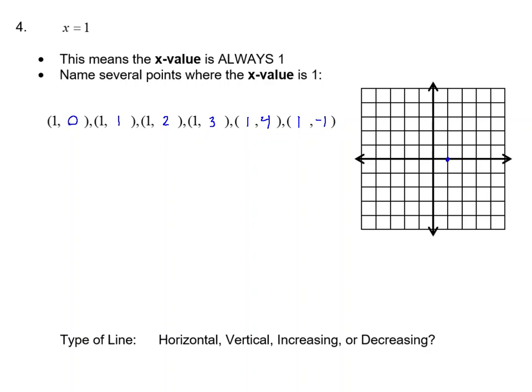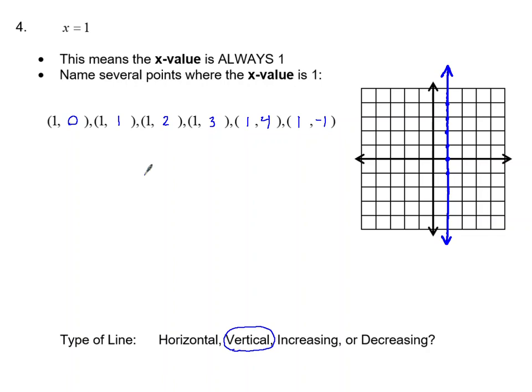1, 0, 1, 1, 1, 2, 1, 3, 1, 4, and 1, negative 1. I hope that you realize that all of these points will be connected with a vertical line. A nice, straight, up and down vertical line. And we've got vertical right there.